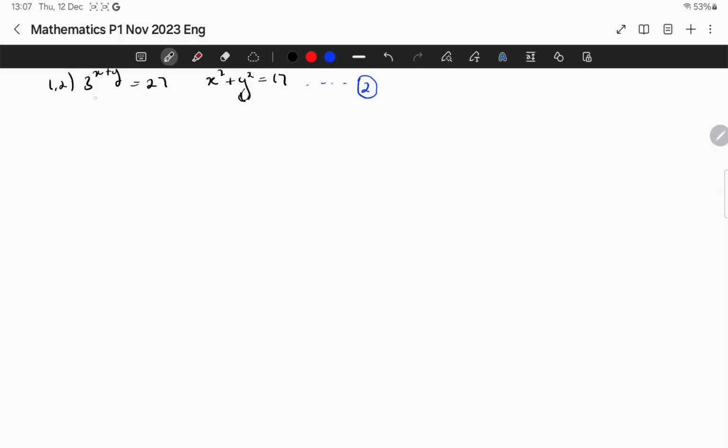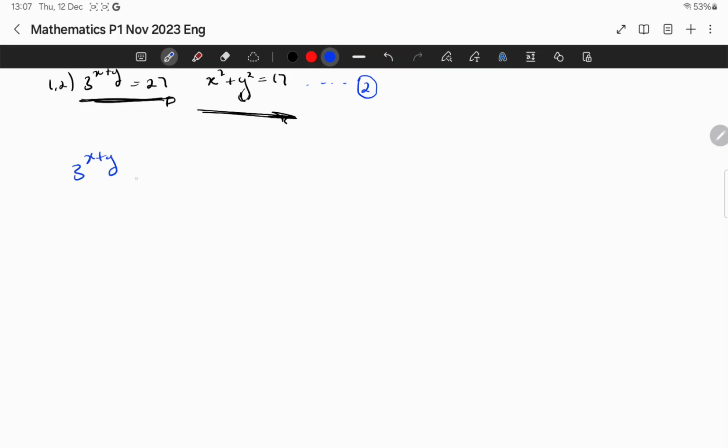First thing I want to do is have this equation here in the same form as this one here, because here we have x and y as the powers, and here we have x and y as bases, and that's a bit difficult to solve in this form. So we want to simplify it. How do you simplify it? You know that 27 can be written as 3 to the power 3. And why do you want 3 to the power 3? I'll show you in a bit.